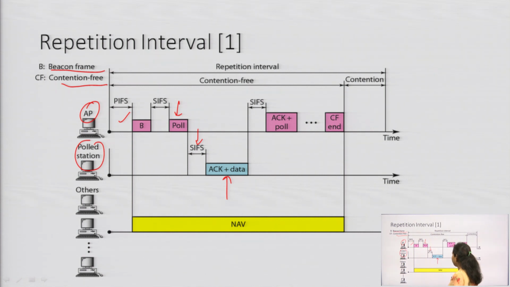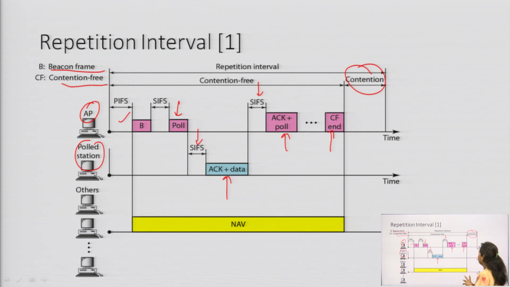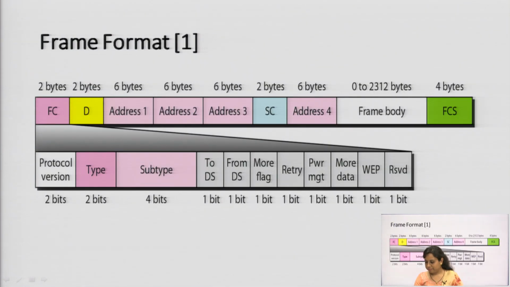It is transmitted from the receiver side, then it has to wait again for the SIFS time. This is acknowledgement plus poll, and this is the CF end, and this is known as the contention duration. This is the time axis. So, this is the repetition interval which has been described in this slide.